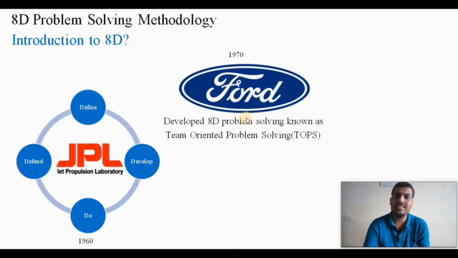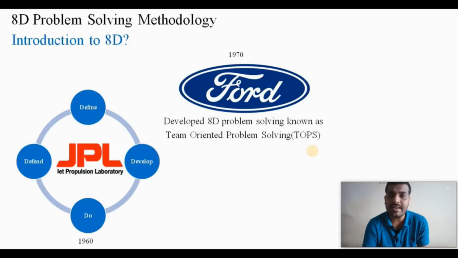In view of this, in 1970 Ford Motor Company started using an 8D problem solving process known as TOPS, that is, team oriented problem solving. Ford created the 8D process to help teams deal with quality control and safety issues by developing customized permanent solutions to problems and preventing problems from reoccurring in the future.